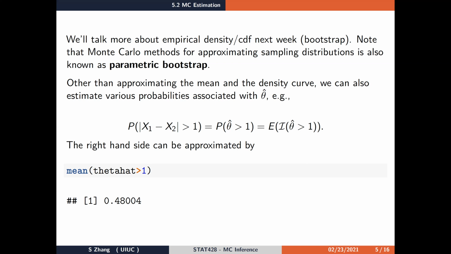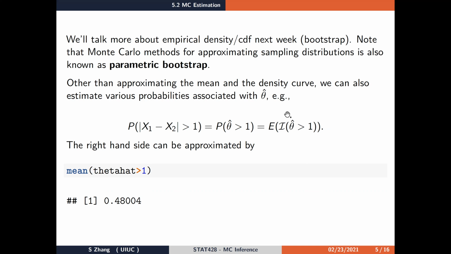Okay, so other than approximating the mean and the density curve, we can also estimate various sorts of probabilities, like I've mentioned earlier, that are associated with our statistic theta hat. For example, we might be interested in, given two standard normal random variables, what is the probability that their distance exceeds 1? This is given by the probability that the absolute value of x1 minus x2 is greater than 1. In other words, the probability that theta hat is greater than 1, and this is equal to the expectation of the indicator function applied to theta hat greater than 1. The indicator function will return either a 1 or 0. It's going to be 1 if theta hat is indeed larger than 1, and it's going to return 0 if this is not satisfied.